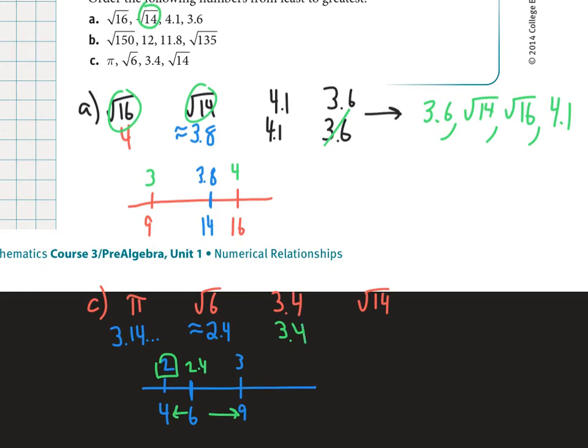And the square root of 14, let's think about that one. That's going to be in between. We actually did that one up here, didn't we? Why don't we stick with our 3.8 estimate of that? Right, and let's see if we can get these in order here.